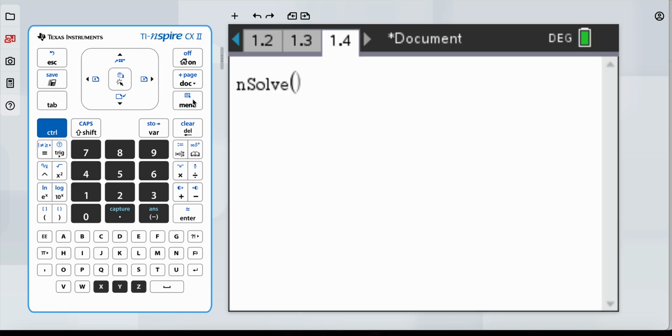So if I want to do x plus 3 and it equals 5, it won't work like this because the calculator won't know what you're trying to solve. So you have to put in comma x. So now it knows you're trying to solve it for x, and you enter it and it gives you the answer. No problem. Let's do that again.